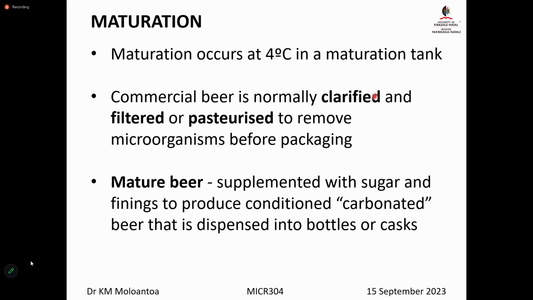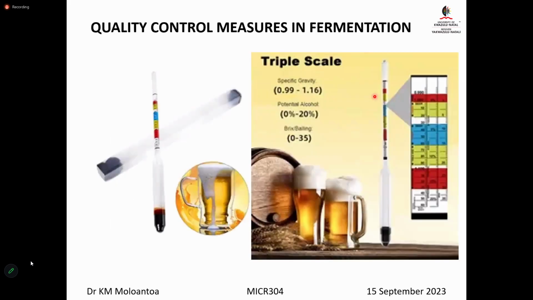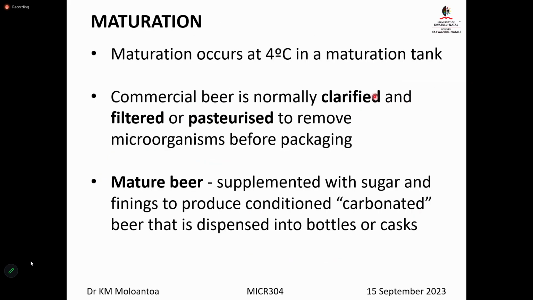Commercial beer is normally clarified and filtered or pasteurized to remove the microorganisms before packaging. This is also quite important, but not necessary when you are making your traditional beer. However, when you are pouring your beer that you've made at home or in a self-made brewery, you need to consider that there will be settlement at the bottom, which will have dead yeast. And some of the yeast could still be active even after that time because the temperature is conducive for the yeast to continue proliferating.